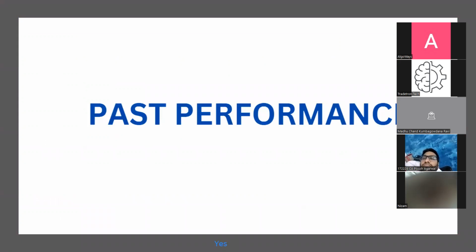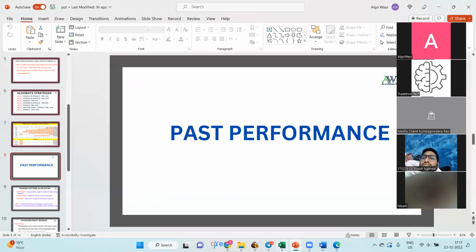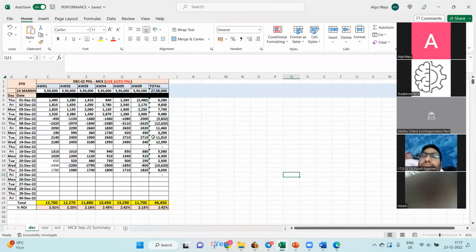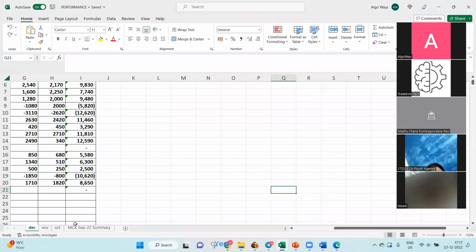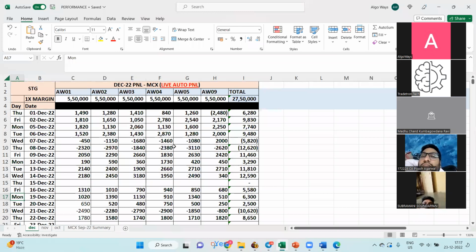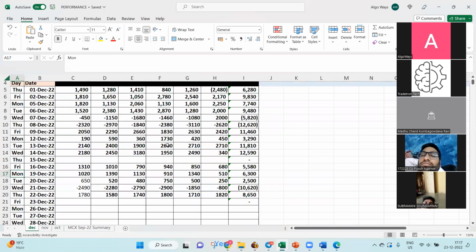Let me just share some past performance of these strategies, even though it is available in the Google Sheet as well, but I have taken that from there once. So this is the December month, till now. It has been an average month.